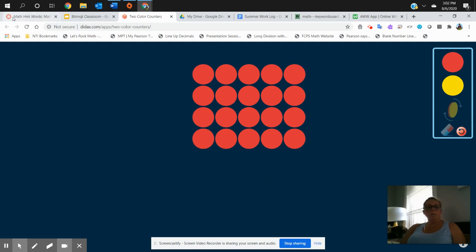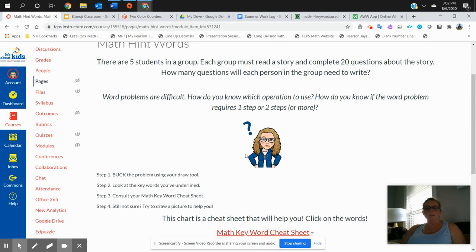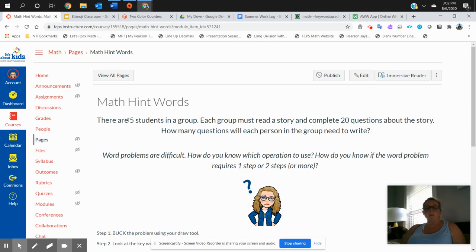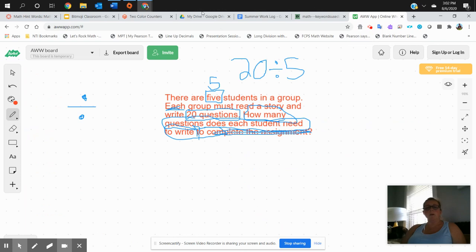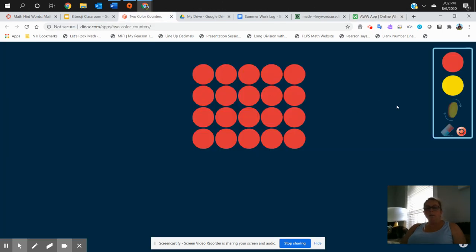And let's go back to the problem. Each person needs to have, well, we're going to divide it out between 5 students. So everybody gets an equal share of the work. So now I'm going to take my counters and I'm going to divide them into groups of 5. So 1, 2, 3, 4, 5. So there's the first one. 1, 2, 3, 4, 5. 1, 2, 3, 4, 5. And 1, 2, 3, 4, 5.